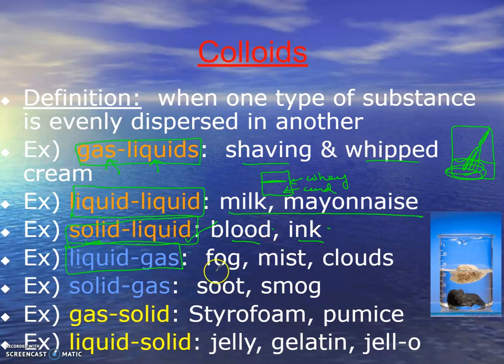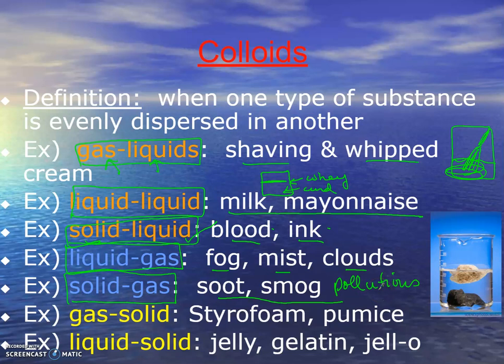Liquid gas colloids are things like fog and mist and clouds. Solid gas colloids are going to be soot or smog. That's going to be real bad to breathe in. That's what's going to make all the pollution. That's why there needs to be filters on cars and treatment plants so that we aren't putting all of the stuff into the air.